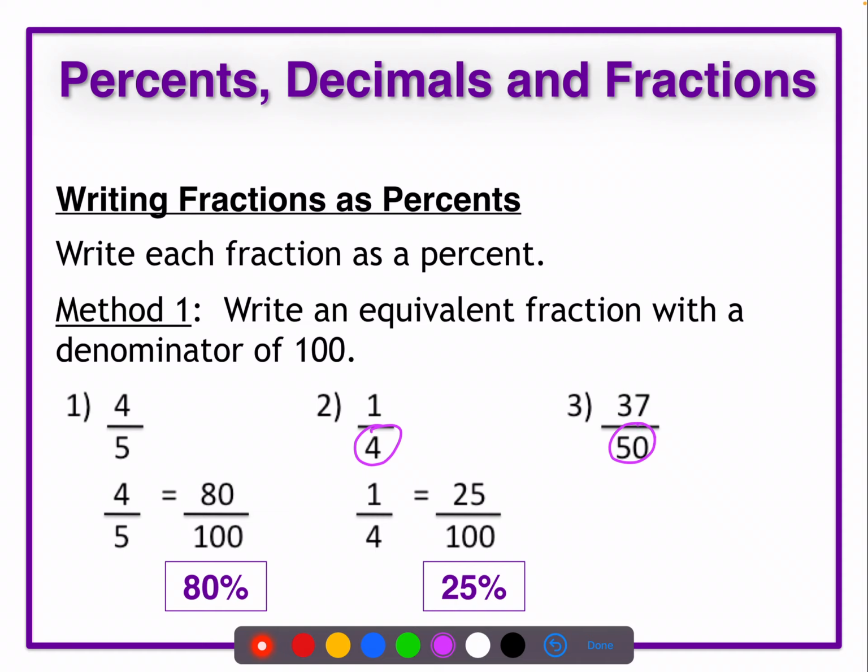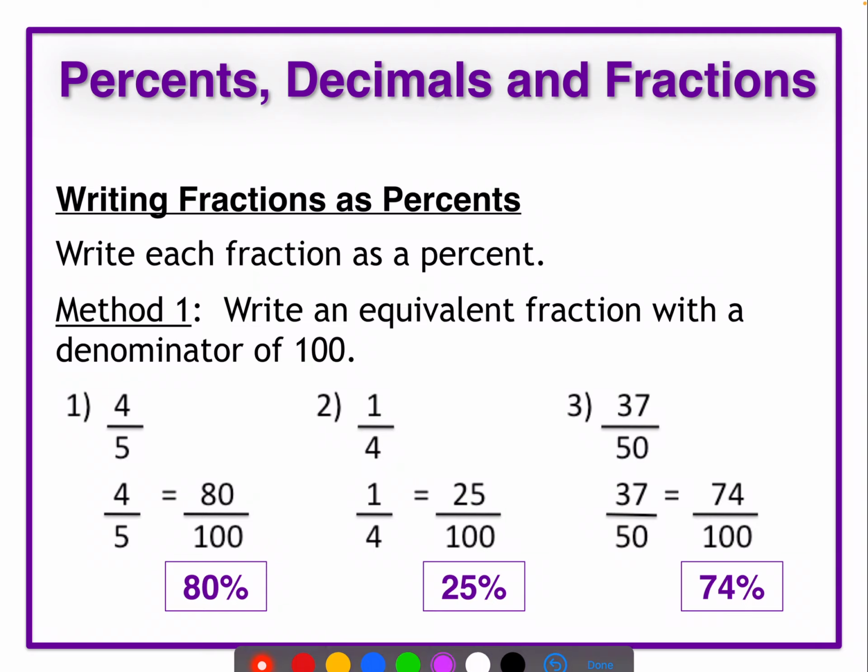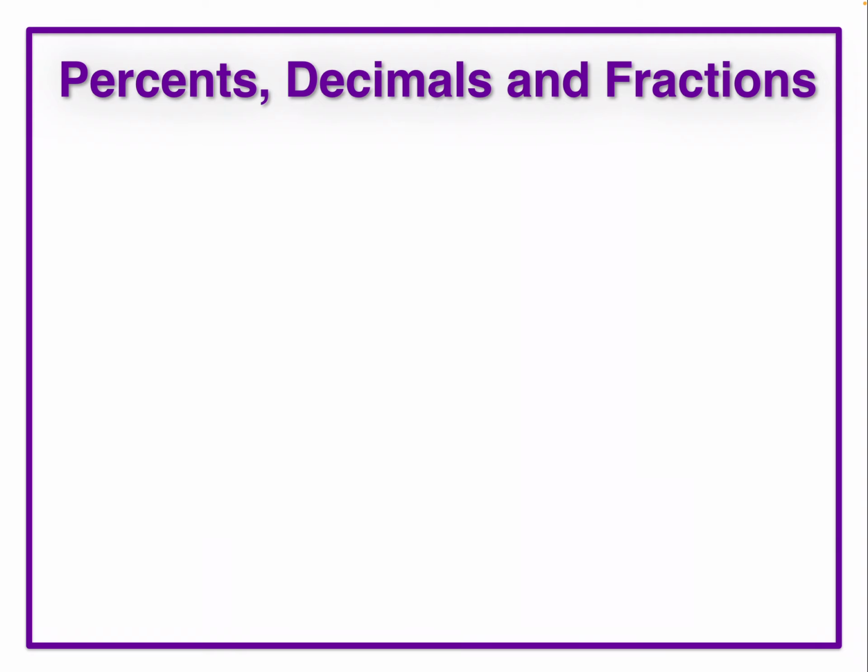And the last one, we have 37/50. 50 is also a factor of 100. So if you multiply by 2, you will have a denominator of 100. So 37 times 2 will be 74. That means 37/50 equals 74%.